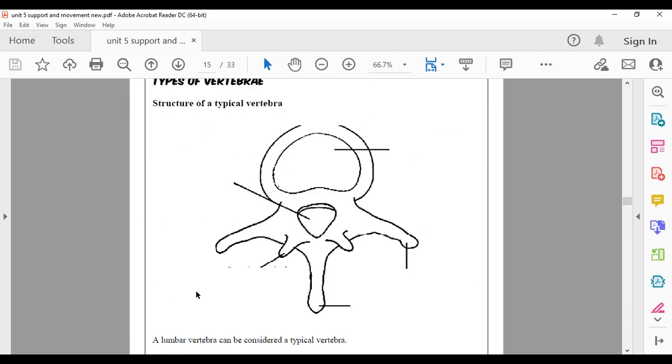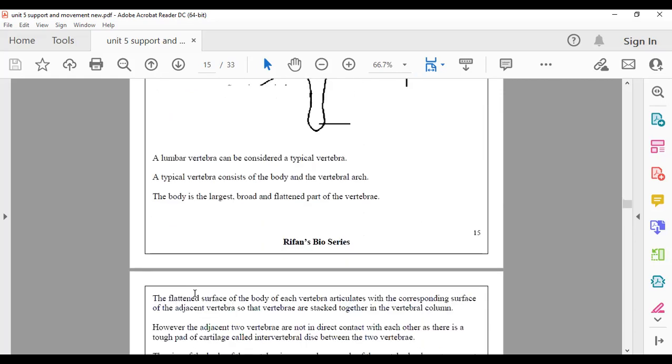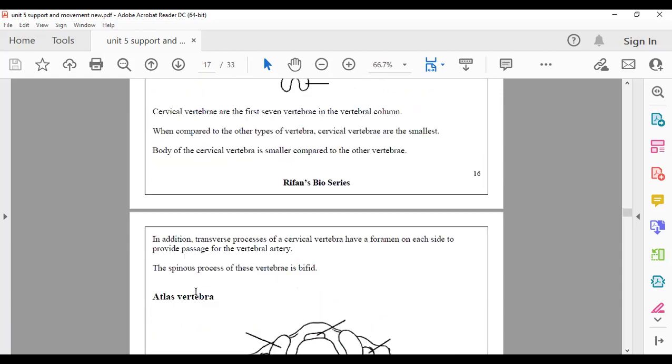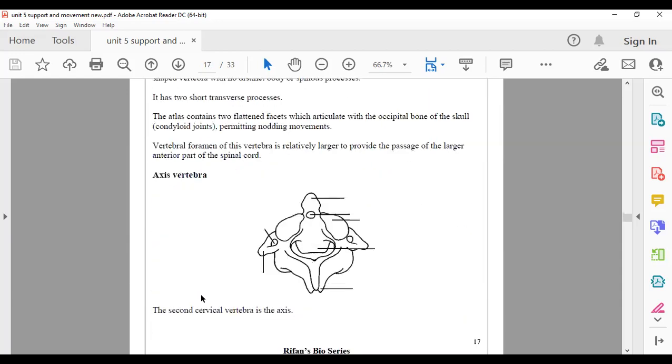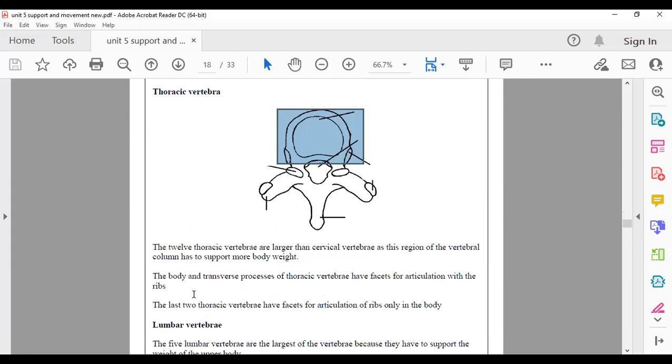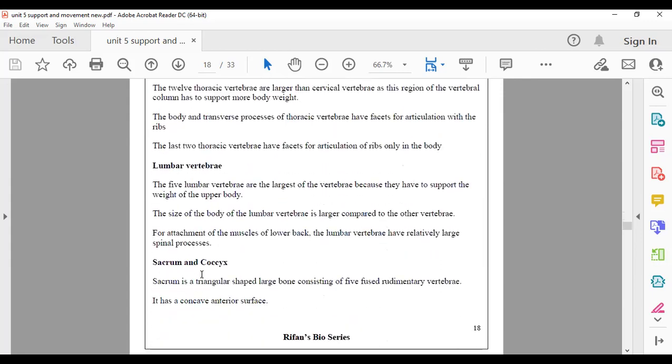So the body of the lumbar vertebra will be heavier, greater in size than these two vertebrae. So the lumbar vertebra is the biggest vertebra. Among the individual vertebrae, the biggest vertebra is the lumbar vertebra. Okay, that is reasonable because more body weight is there.